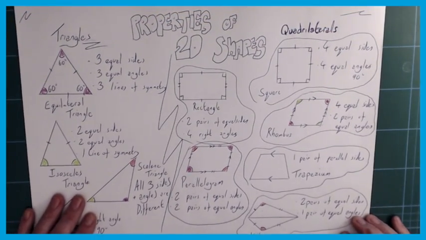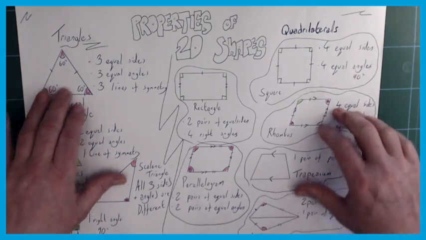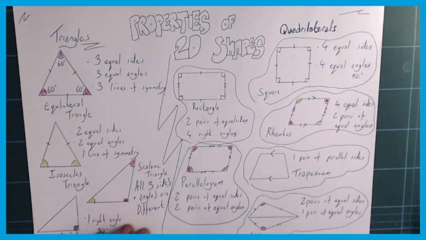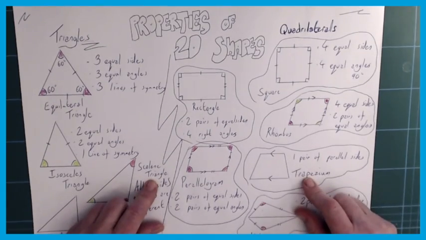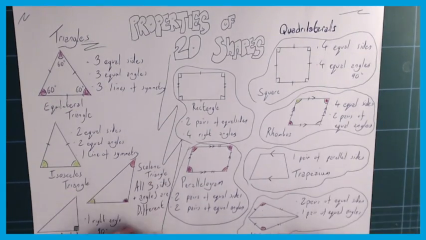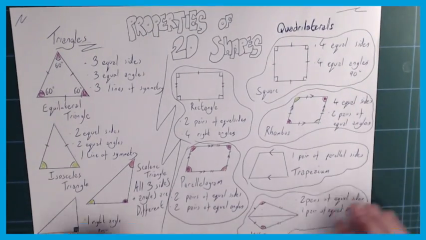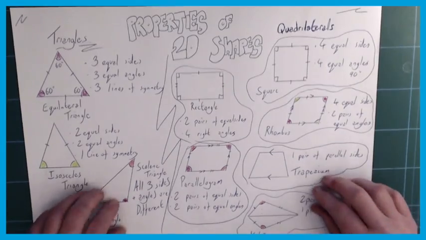So we've got all our properties of all our 2D shapes on here. It's really important that we learn these, because when we come to do the calculations later on, you need to know these properties to be able to work out the missing angles. So it's an important lesson, this. I know we've covered this at different levels before, but you must get this basics right.